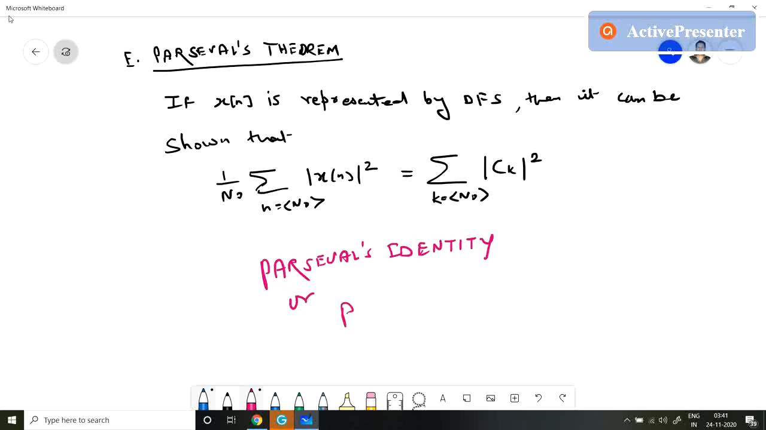It is also called Parseval's theorem for discrete Fourier series.